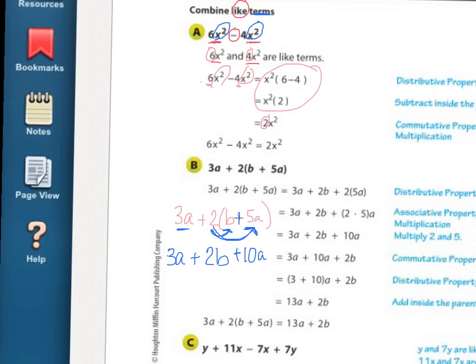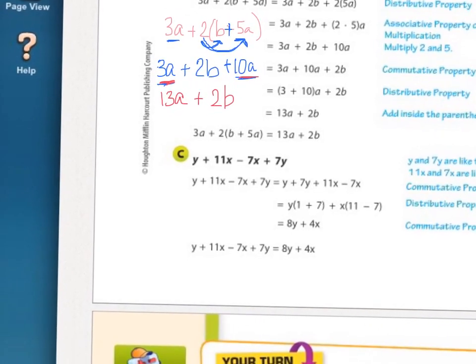Now you can see which terms are alike. We have a's here, and we have b's. You can't add a's and b's together. Okay, so let's see how many a's we have. 3 a's plus 10 a's is 13 a's plus 2b. We don't have anything to add with that 2b. So it's just going to stay like that. So that's your answer. All right. Sometimes you will have variables in your answer, and that's okay.